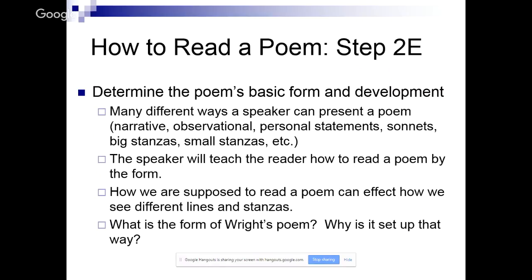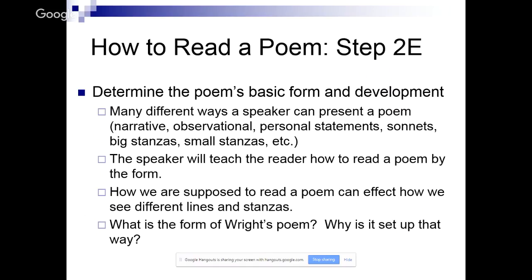All right. Next step in the process, determine the poem's basic form and development. There are many different ways a speaker can present a poem. Narrative, observational, make personal statements. You can construct a sonnet, which is a 14-line poem. Lyric poetry. There's all sorts of different ways that we can put together a poem.